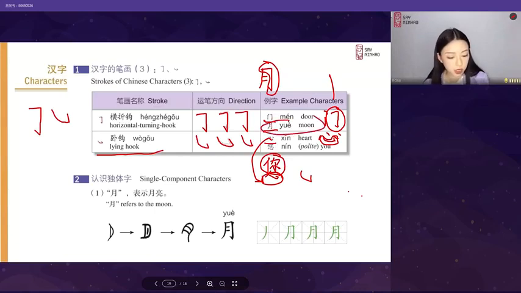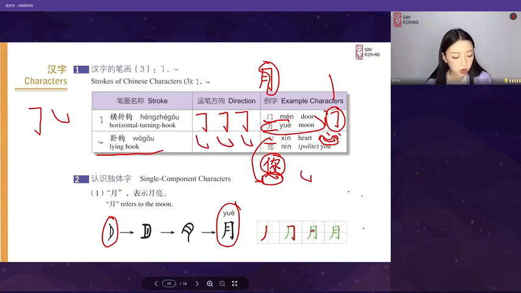So let's see the single component characters of today. First one, 月, we just saw it here, which means moon or month. It actually originally looked like this, just like the moon in the sky. And today, in modern Chinese, we will write it like this. Now let's see how to write it. First, left turning, 撇. And then a horizontal turning hook. And then a horizontal short one, and then another short one. Try to write it with me. Left turning, horizontal turning hook, horizontal, horizontal. This is 月.